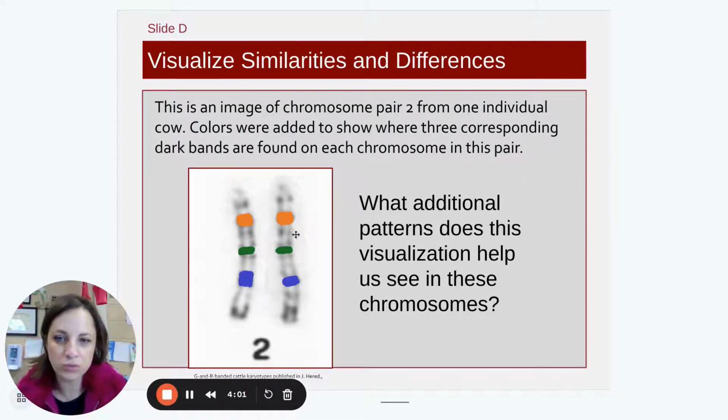We compared the chromosomes, all right? Here's where the 3 corresponding dark bands are. They're similar dark bands. What additional patterns does this visualization help us see in these chromosomes? Pause the video, tell your neighbor.